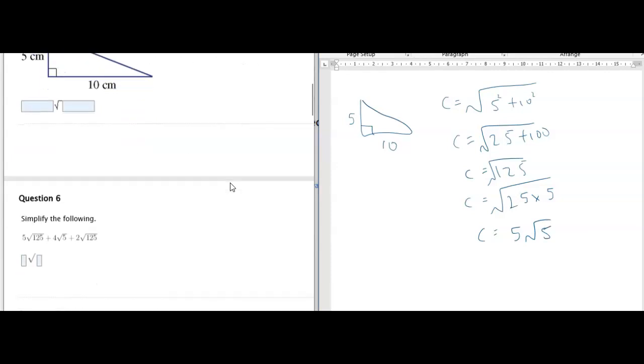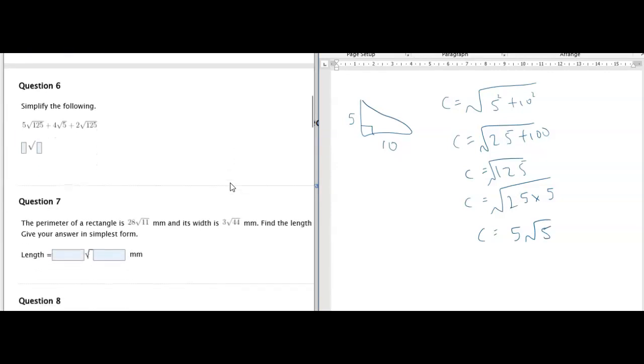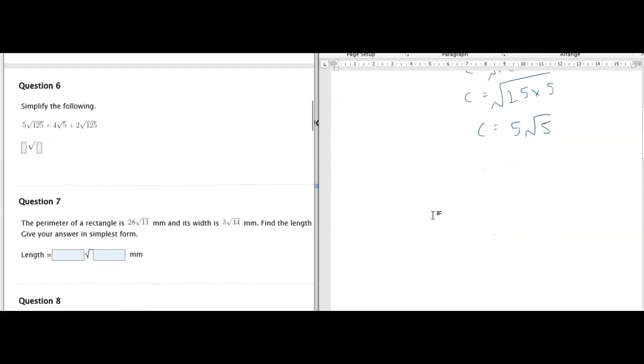If you're having trouble simplifying your surds, I strongly encourage you to go back and have a look at the video on simplifying surds and get a little bit more practice. You never leave your surd unsimplified, just like you wouldn't a fraction, so make sure you simplify your surds.